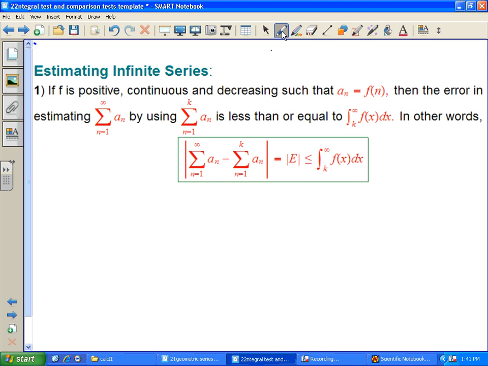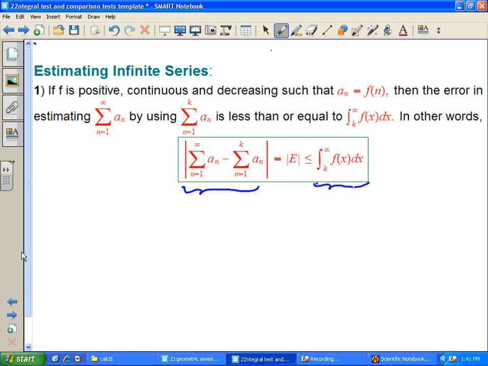It's telling you that that difference, which we call error, the difference between summing infinitely many versus summing finitely many is the error. It says that that's going to be less than the integral from k to infinity. So if you add up the first 100 terms, take an integral from 100 to infinity, and it tells you the error will be less than that.